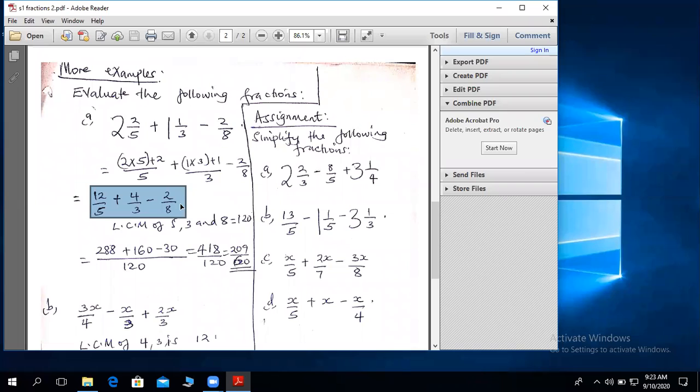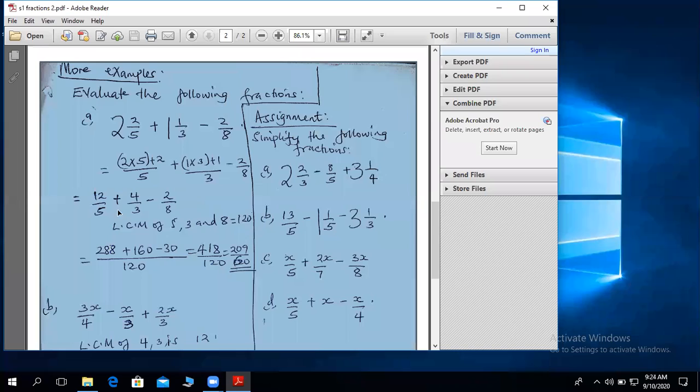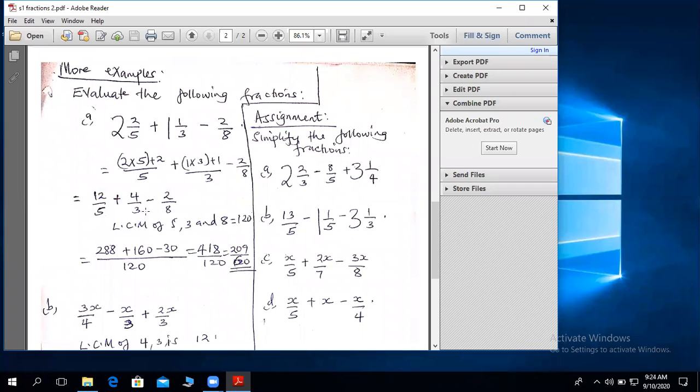Like I was telling you, there is no division here, there is no multiplication, so we don't need to use BODMAS, but we need to use the LCM concept. What is the LCM of the denominators here? Are they the same or different? The answer is they are different. So we shall first have to find the LCM of 5, 3, and 8.